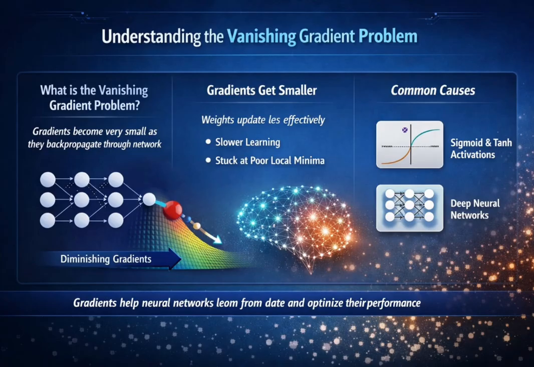The vanishing gradient problem occurs when gradients become extremely small as they propagate backward through layers. This is especially common in deep networks using sigmoid or tanh activations. As a result, early layers receive almost no signal to update their weights, leading to poor learning. Think of it like trying to shout through a long tunnel, your voice fades before it reaches the other end.